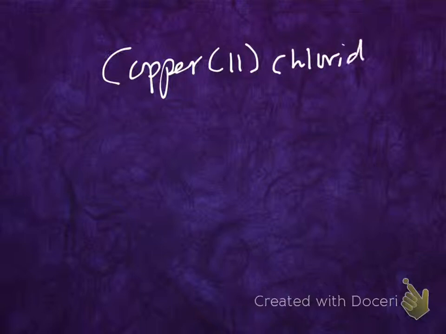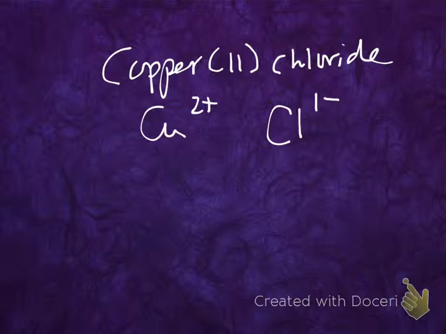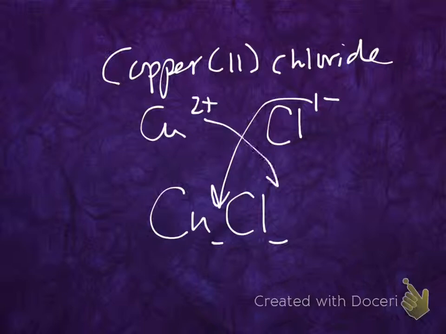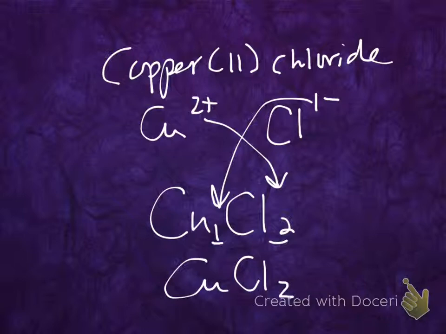Next, we want to write a formula for copper 2 chloride. Again, we start off by writing the ions. That's our basic step. That's the first thing we do always. Cu2 plus, Cl1 minus. Crisscross them. We get a 1 and a 2. We eliminate that 1 when we simplify. We get CuCl2. Okay.